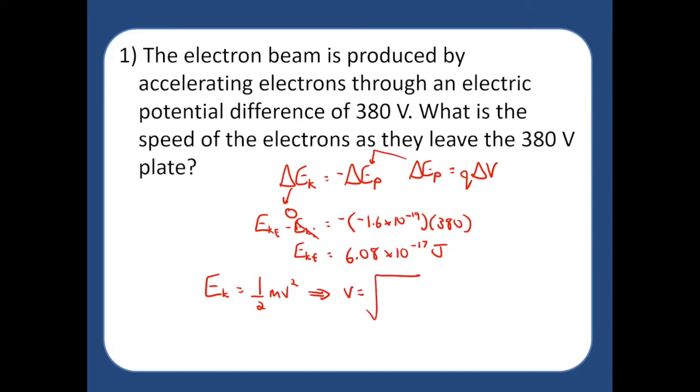And so v is equal to the square root of 2EK over m. We're going to plug in our values. So EK is what we already calculated, 6.08 times 10 to the minus 17. And the mass is the mass of an electron, which is 9.11 times 10 to the minus 31 kilograms. And that's going to give us a value of 1.16 times 10 to the 7 meters per second.